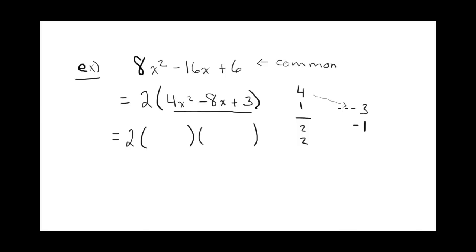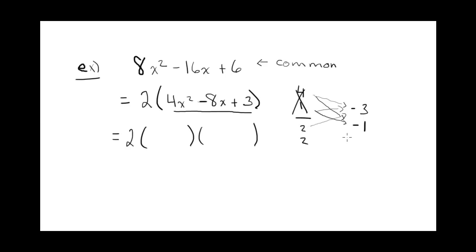And then just try this. So 4 times negative 3, it's negative 12. 1 times negative 1, negative 1. Add those. Doesn't give me negative 8. Go diagonal. 4 times negative 1, negative 4. Negative 3, negative. So it's not this one. So hopefully it's this one.